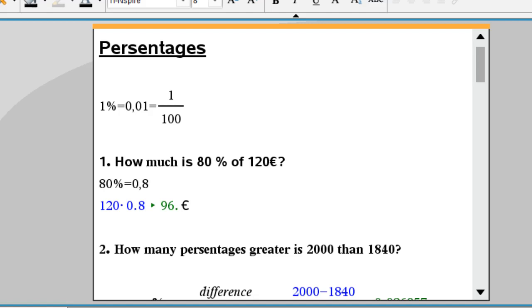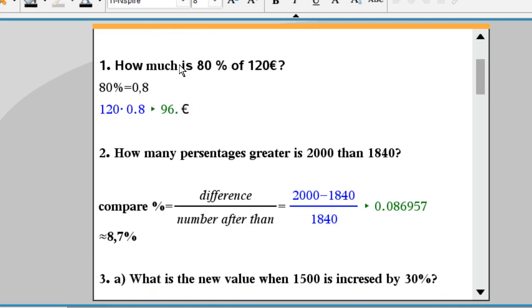Here's a short video on percentage calculations, most of the common type questions. First of all, 1% means percent, and it means one hundredth of a part. So 1% is the same as 0.01, or in fraction form 1 over 100.